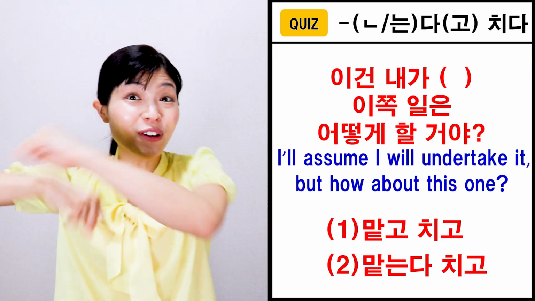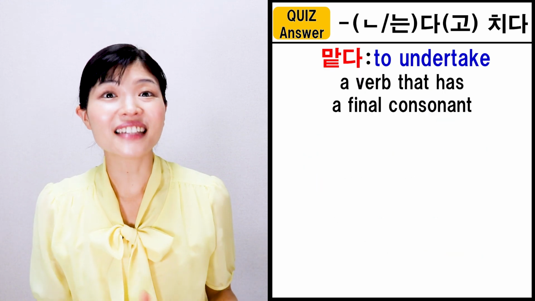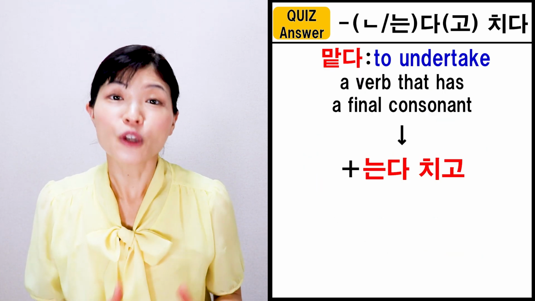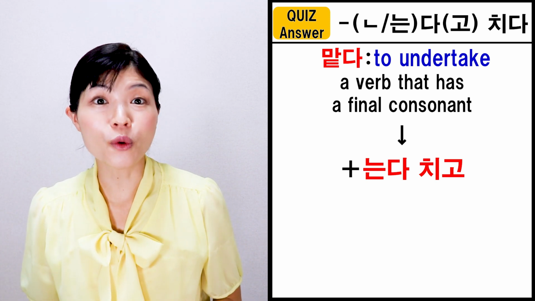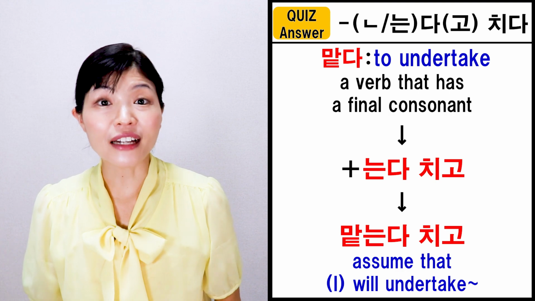The correct answer is number 2. 맞다, to undertake, is a verb that has a final consonant. So you add 는다 치고 to make 맞는다 치고. Assume that I will undertake.